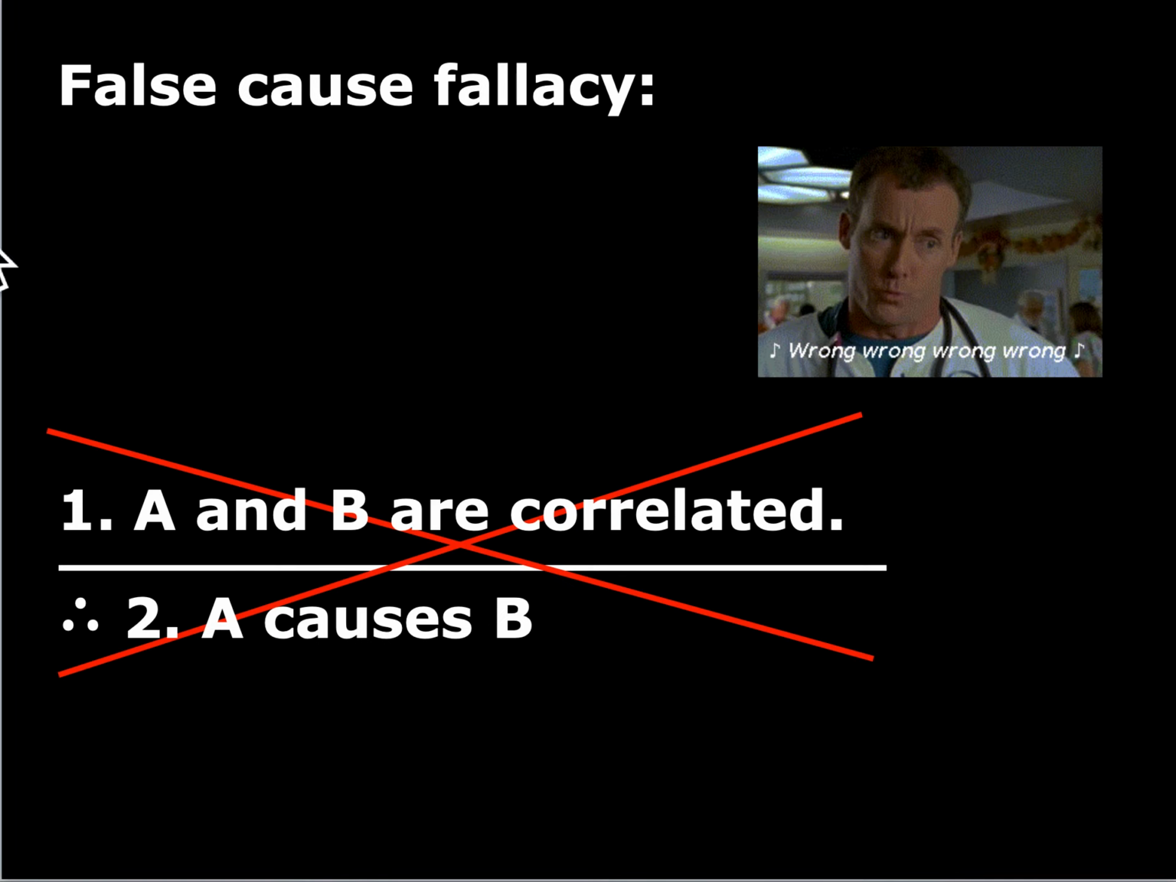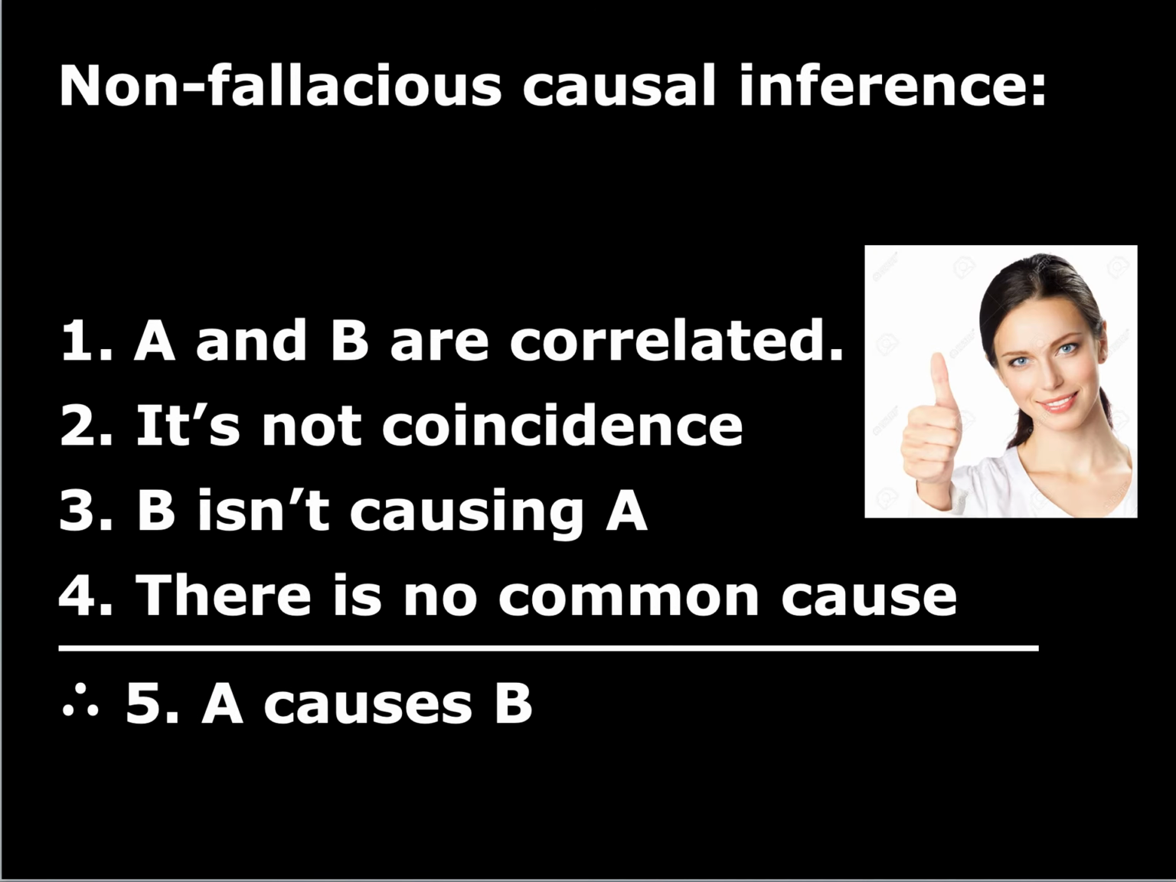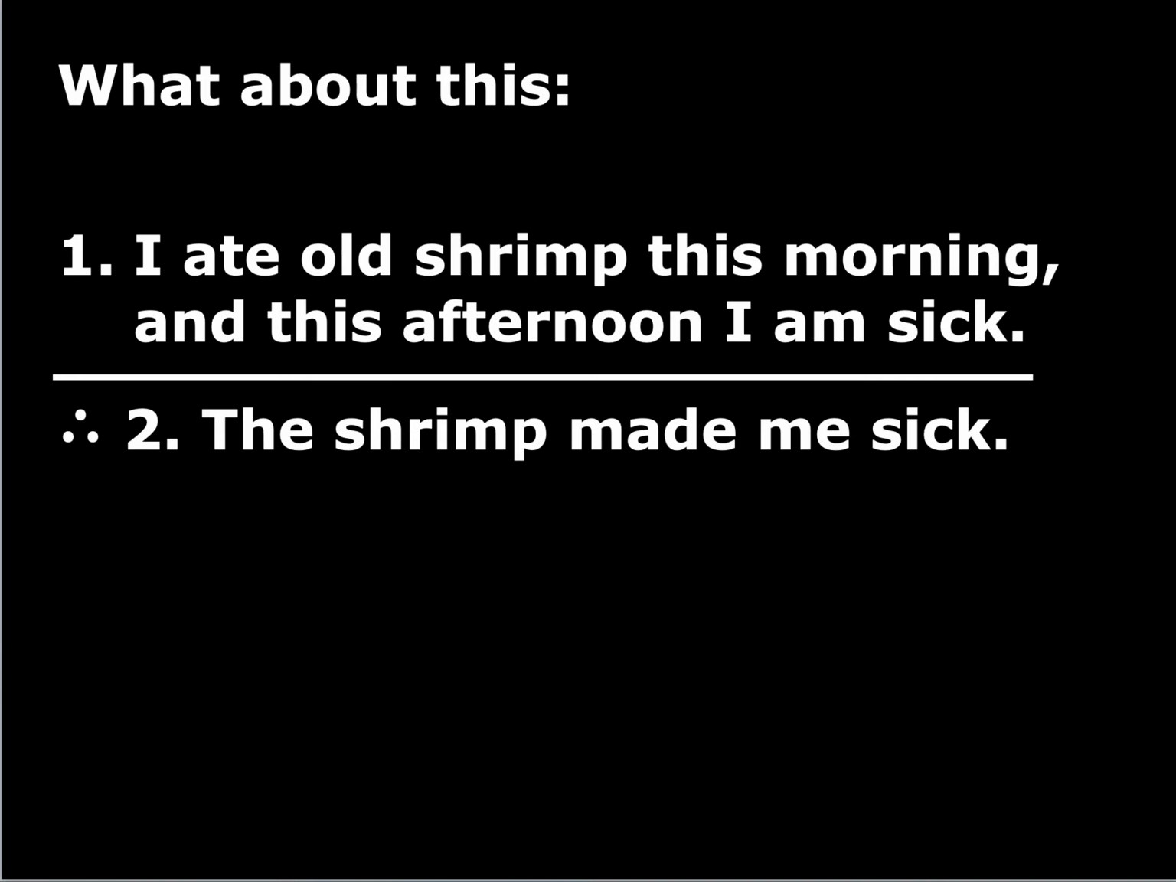What about this? I want to pick up on something I said earlier about the most basic version, which was this. A and B are correlated, therefore A causes B. This is the best version. They're correlated and you've ruled the other 3 out. But what about something like this? I ate old shrimp this morning and this afternoon I'm sick, therefore the shrimp made me sick.